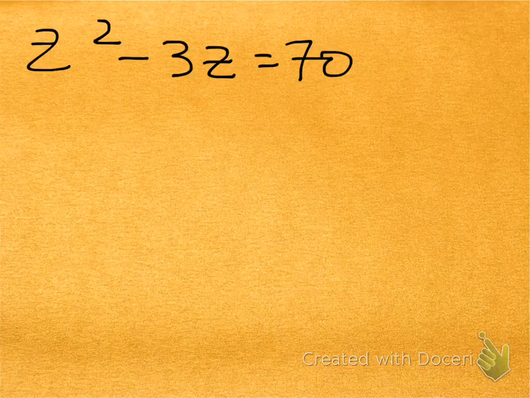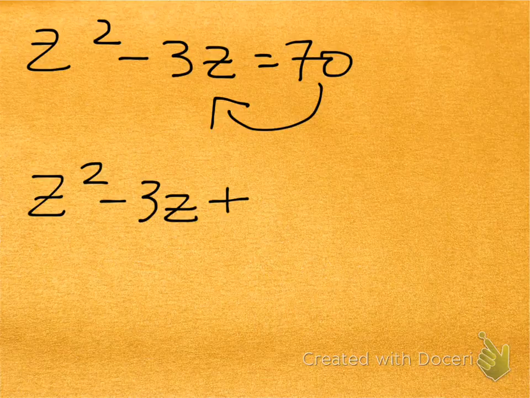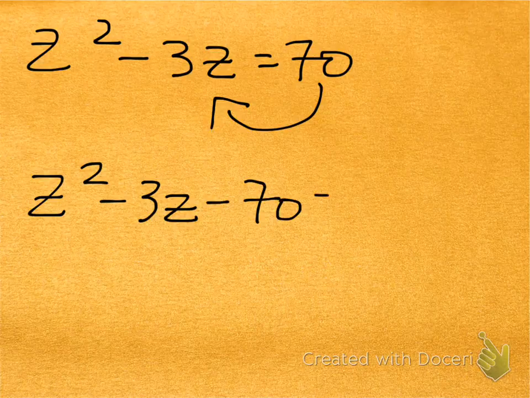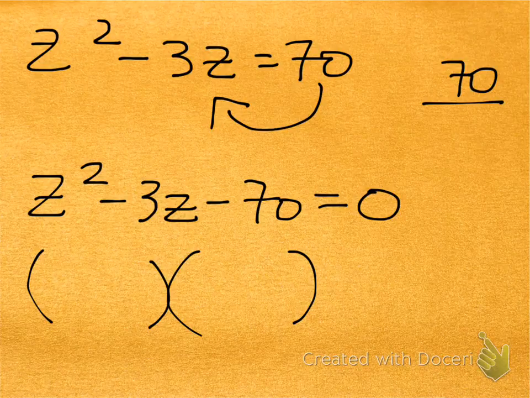Here's another one. This one is asking us to solve. So first we need to move the 70 over to the same side as everything else, as the zero product property tells us, and we put it equal to 0. Then we need to factor the trinomial. So we need factors of 70 that add to get negative 3.